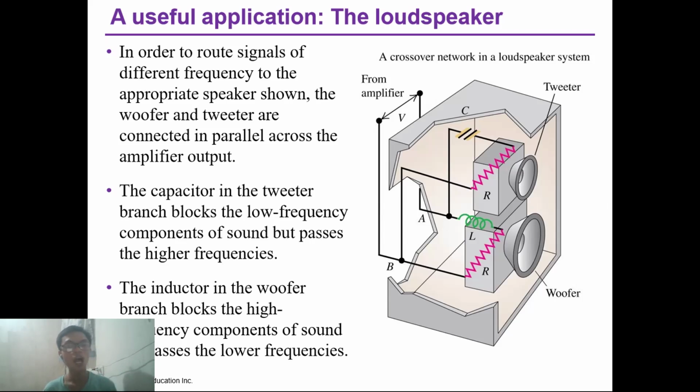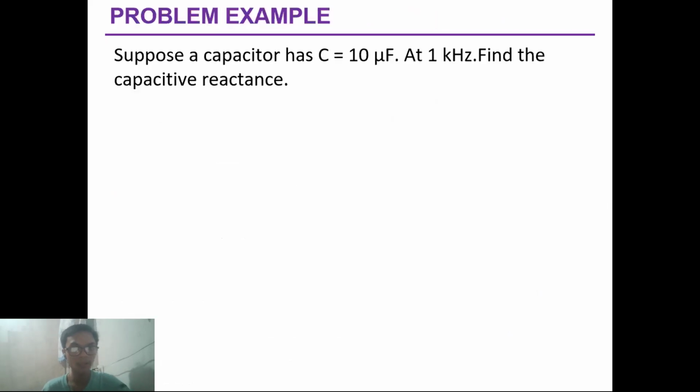And this is called a crossover network, in which the crossover network in a loudspeaker system is displayed in the following picture. So we have here an amplifier as well as the tweeter and the woofer.